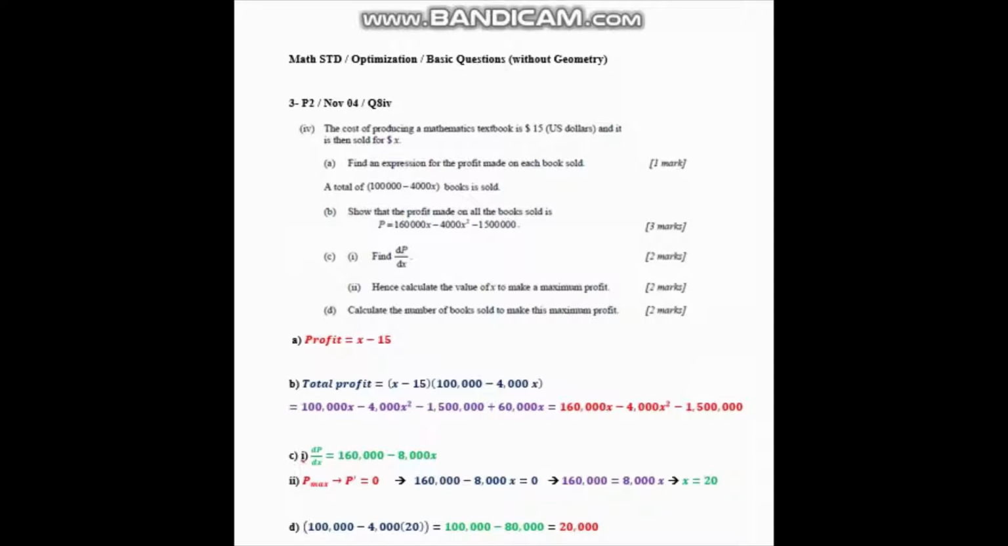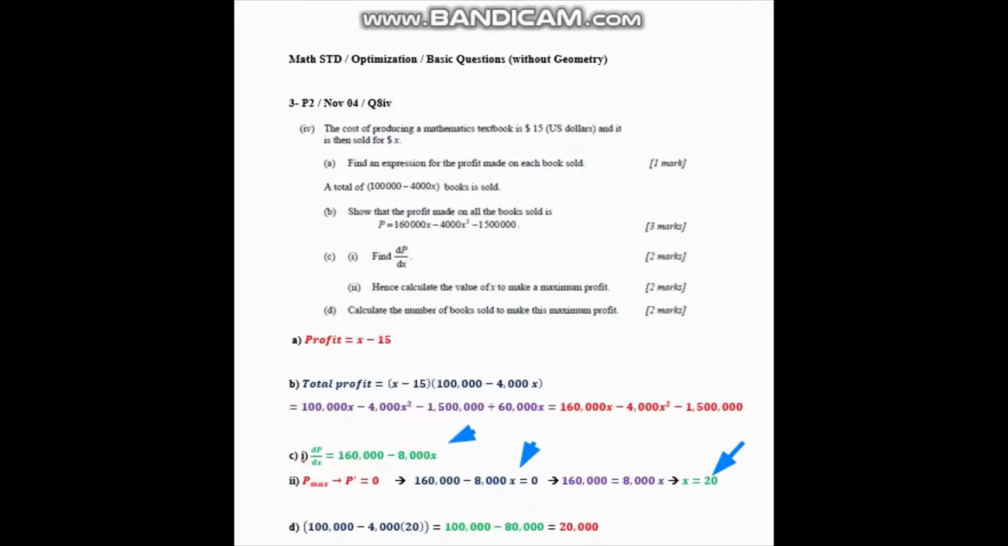In CII, I'm told hence calculate the value of x to make a maximum profit. Again, we said before, maximum profit means p dash equals 0 or dp by dx equals 0. So I'm just going to equate my green expression right there to 0 and find the value of x, which turns out to be 20.